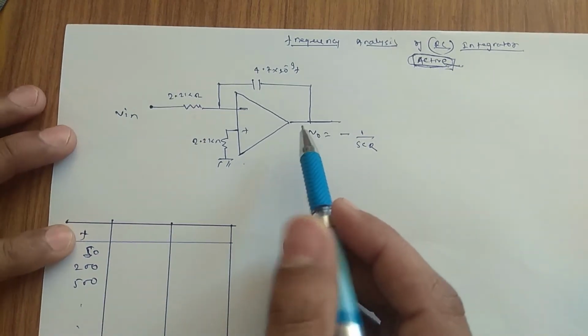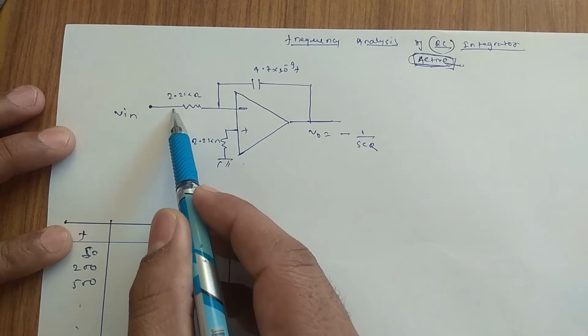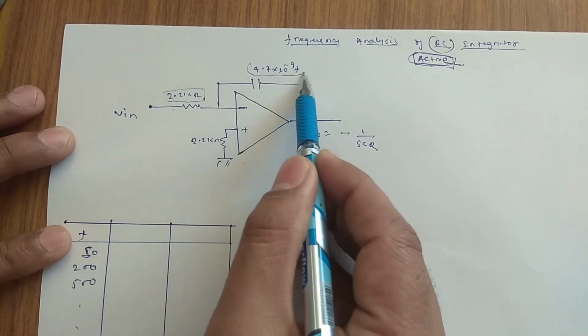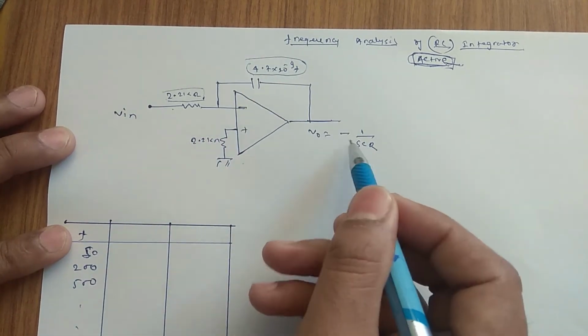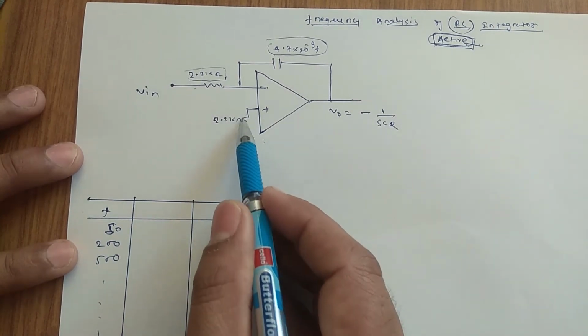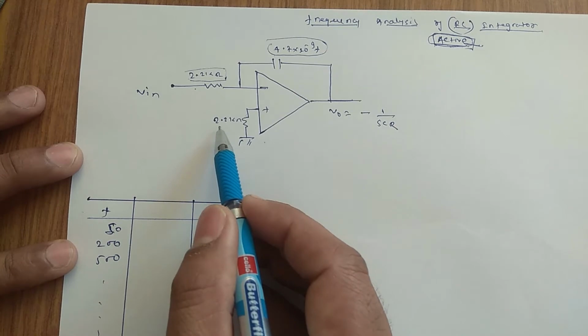Now this is just an ordinary normal integrator, where this is your R, 2.2 kilo ohm I have applied, and this is the capacitor that we have taken, 4.7 nanofarad, and the V0 will be 1 minus SCR. And this I have given for the offset value, nullifying the offset voltage.